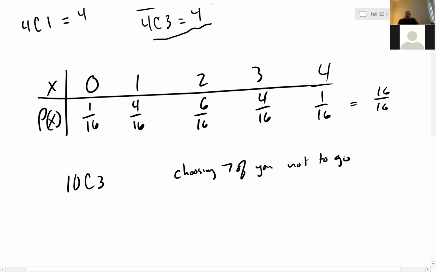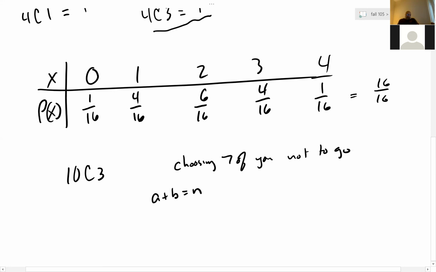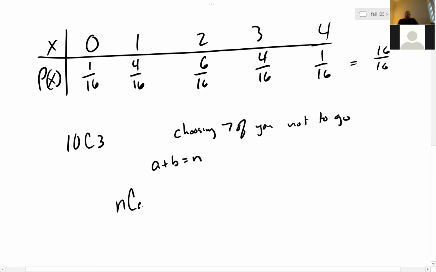And that is why when you have A plus B equals N, N choose A will equal N choose B every single time, because whenever you're choosing 3 to go, you're choosing 7 to stay. If you're choosing 2 to be girls, you're choosing 2 to be boys, whatever it is, right? And it has to match up that way. That's why from an existential standpoint, it has to work. Mathematically, the formula says it has to work.